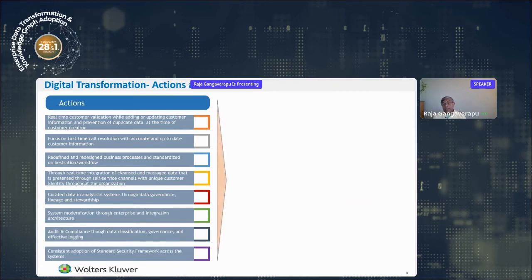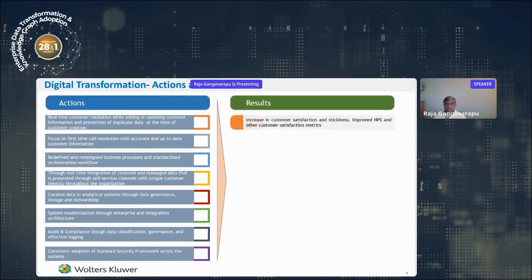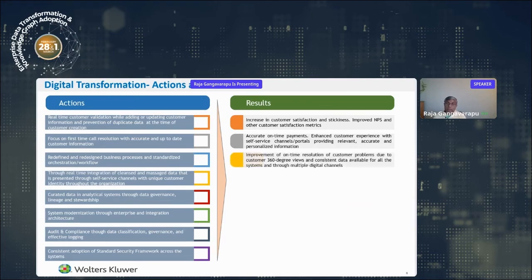All right, let's look at some of the results that we achieved. An increase in customer satisfaction and stickiness, improved NPS and other customer satisfaction metrics, accurate on-time payment, and billing experience. Enhanced customer experience with self-service channels and portals providing relevant, accurate, and personalized information. Improvements in on-time resolution of customer problems due to customer 360 views, and consistent data available for all the systems and through multiple digital channels.